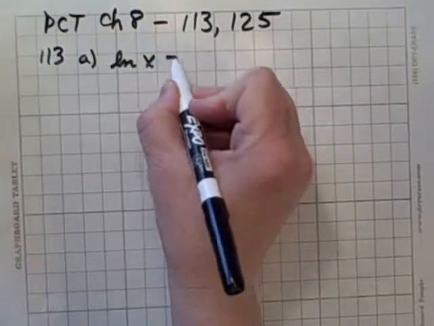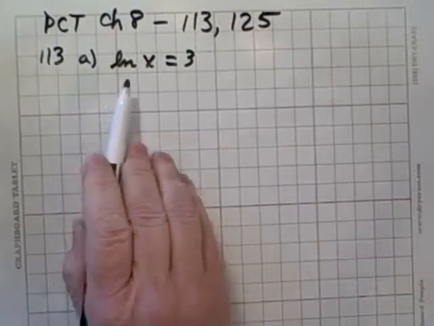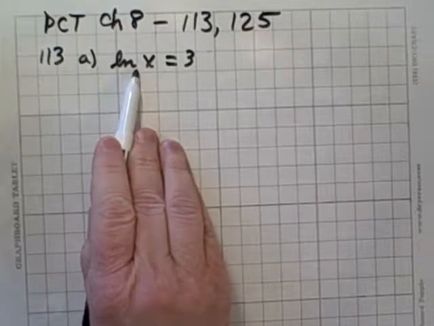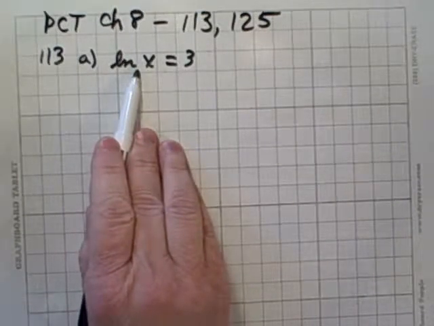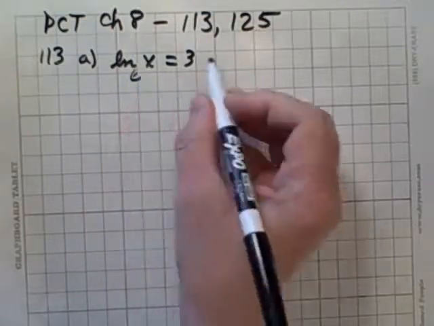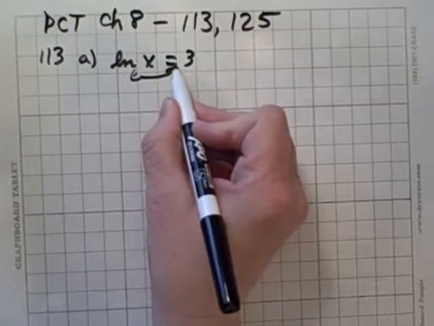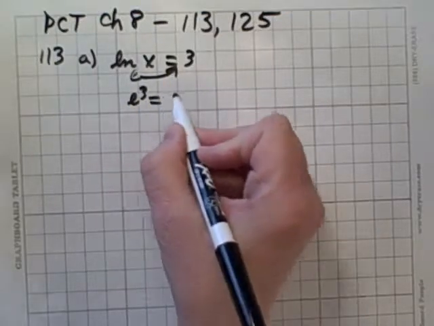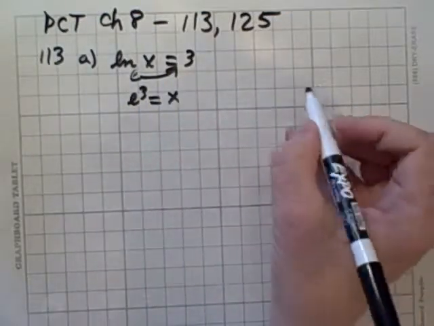Natural log of x is equal to 3. We don't write it, but ln means natural log, and it is a base e. So even though we don't write the base, it is a base e. So e to the third power would be equal to x when we switch forms.